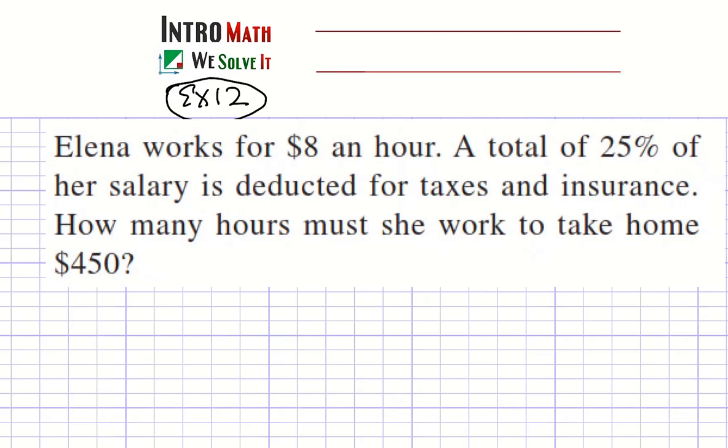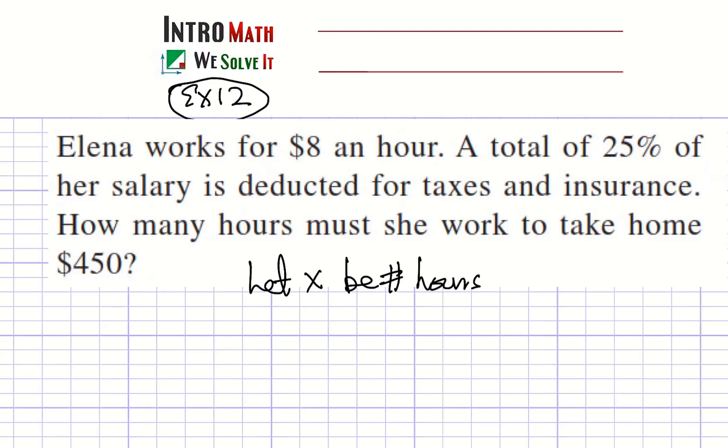So notice what is going on here. We're looking for hours, man. We're looking for the number of hours. Again, this boils down to a linear equation in one variable. Okay, we'll say let x be the number of hours she worked. Okay, and then the rate is $8, deduction 25%.